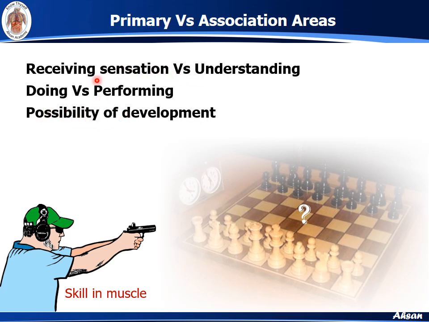The possibility of development is with the performance. The scope of improvement is with the performance. The scope of improvement is with the understanding. The developmental scope is there with the understanding. So the association area is backing the primary area to improve the sensation, to have the three-dimensional idea, to make the thing appreciable or not. This is done by the association area. So you have understood the difference between the primary sensory area and the association area.